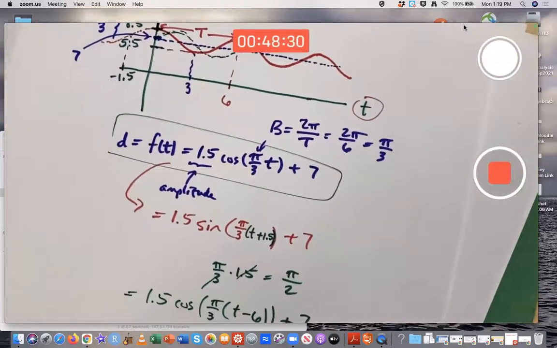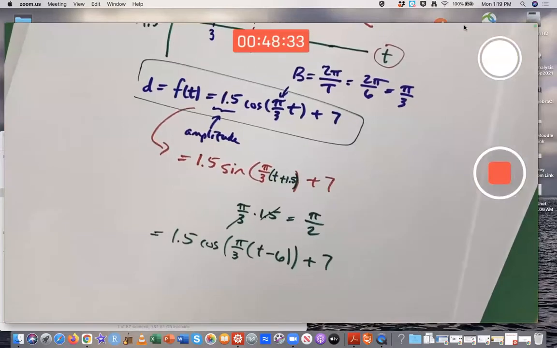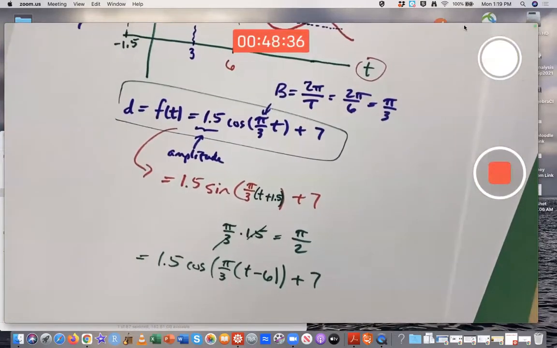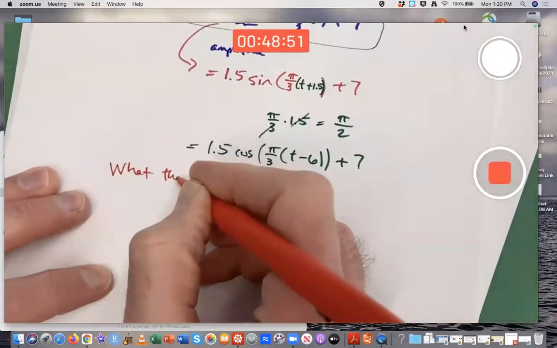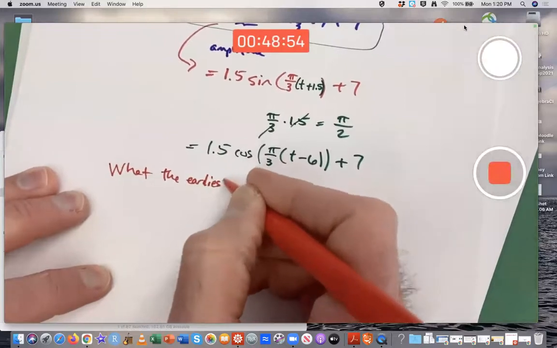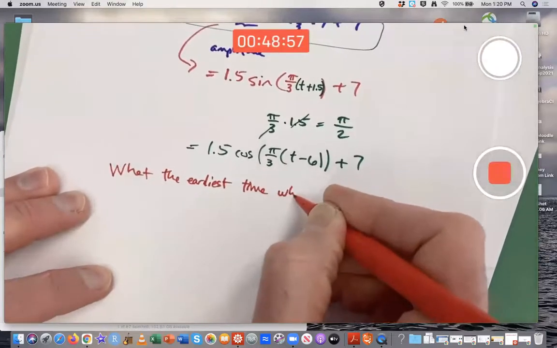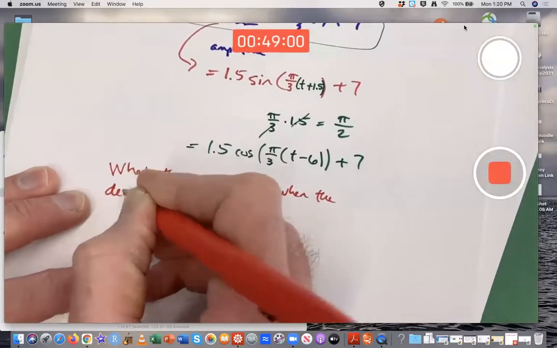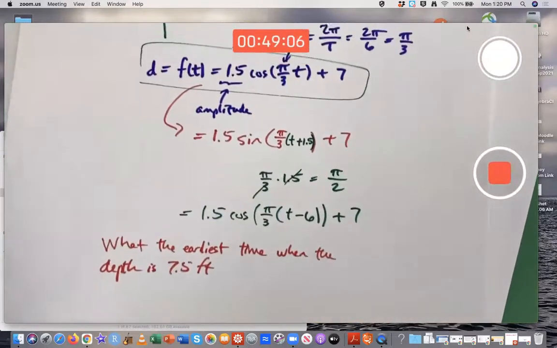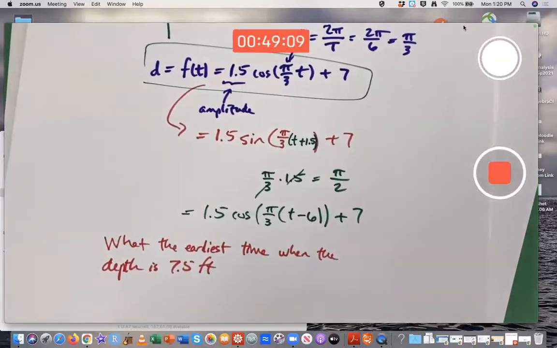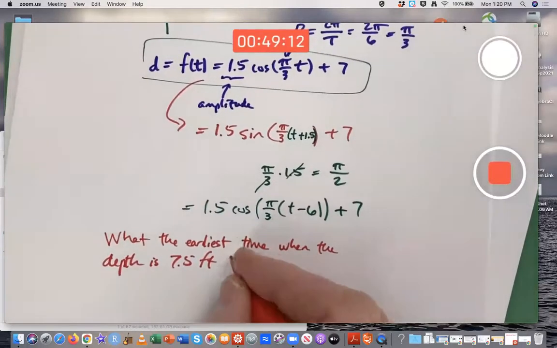It's not asked for in number 38, but what if I asked you to figure out what is the earliest time when the depth is 7 feet? No, let's think something other than 7. 7.5 feet. So this is a new question. What is the earliest time when the depth is 7.5 feet? How would you solve that?